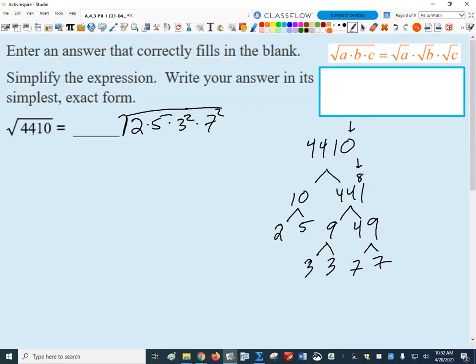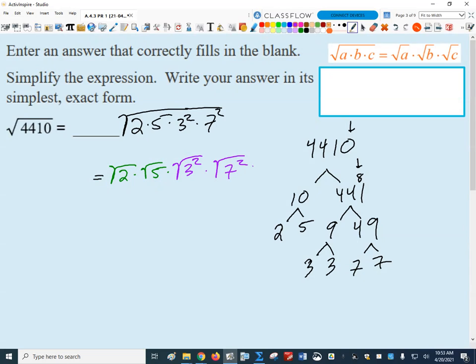Okay? We can use this product up here, and we can split those into separate square roots. So we end up with something like this. I'll color code this. So we get the square root of 2 times the square root of 5 times the square root of 3 squared times the square root of 7 squared. Can anybody see why that was handy? Does something happen here that's convenient?